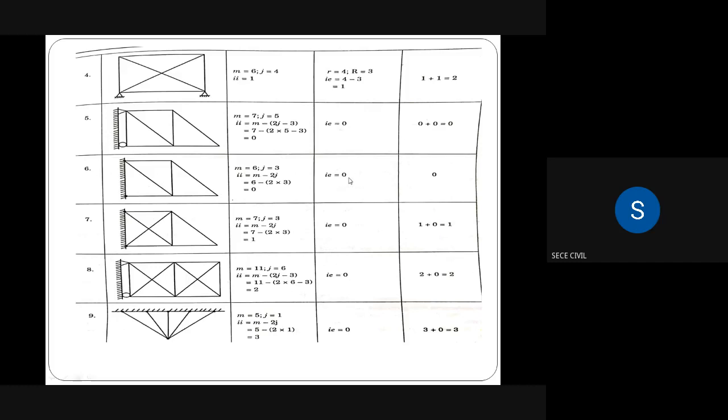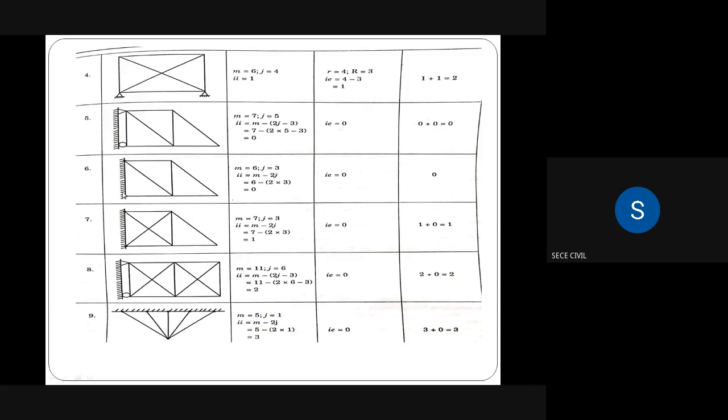So IE is equal to 0. Then for IA calculation, we need to know M and J. The number of members: member 1, member 2, member 3, member 4, member 5, member 6. So totally 6 members are acting here. We should not consider this as a member. This is a fixed support.